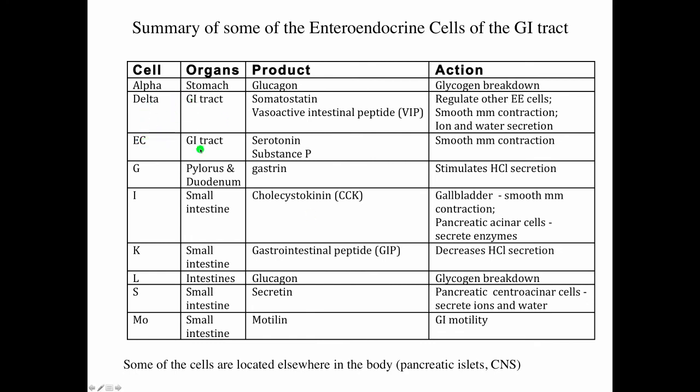The cell name, the cell product, the organ they're found in. This is just a good slide to help you consolidate your study, both for our course for physiology and actually later as you go into pharmacology, because of course a lot of pharmacotherapy will target the enteroendocrine cells.